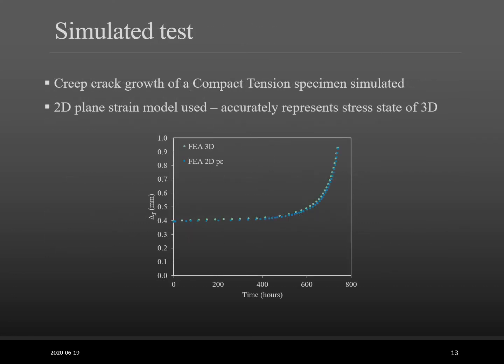Creep crack growth was simulated in a compact tension specimen. A 2D plane strain model was used, as it has been previously shown that 2D plane strain closely represents the stress state of a 3D specimen, as shown in this graph.